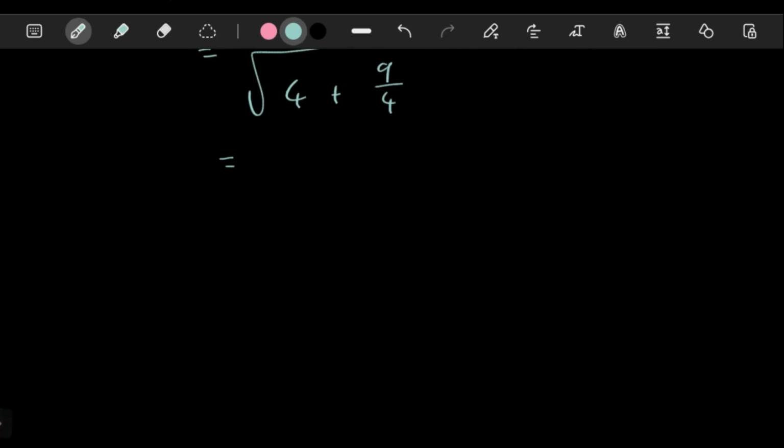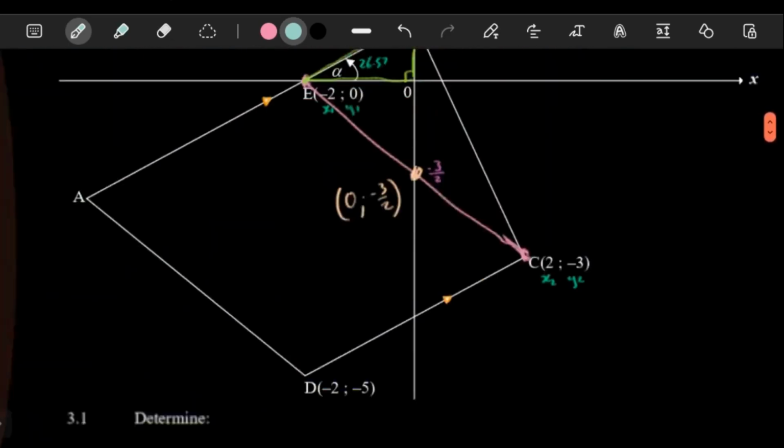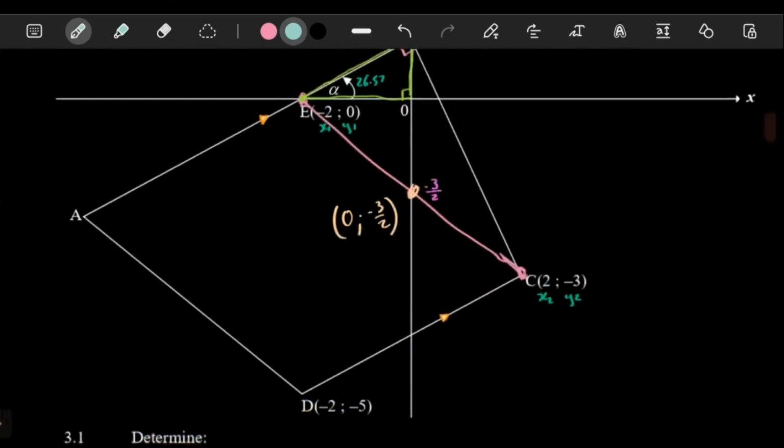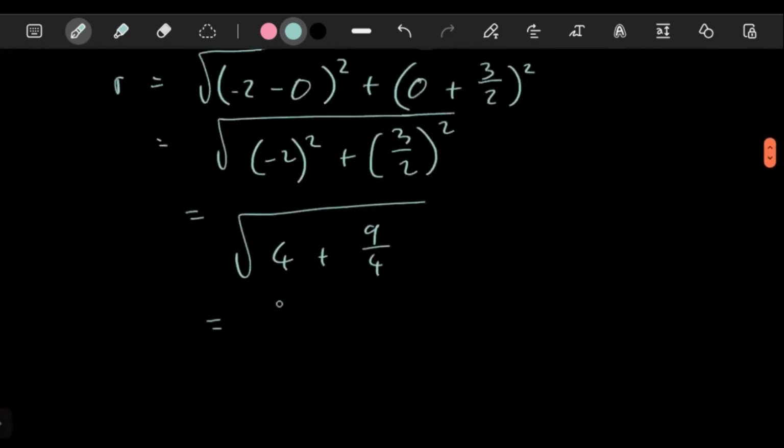4 plus 9 over 4 is going to give you what it is going to give you, but let me just be careful here, because I'm trying to see if what we are doing here is right. Let me just double check here nicely. Negative 2 minus 0, 0 minus this. So the square root of that number is just going to give you 5 over 2, which is definitely fine. So the r is 5 over 2.